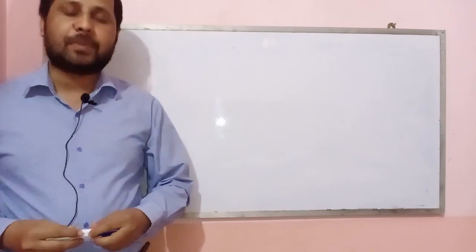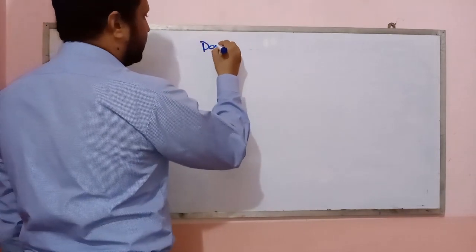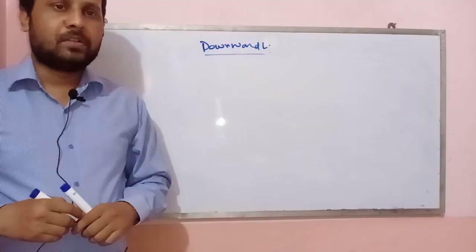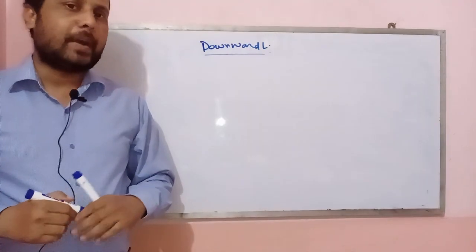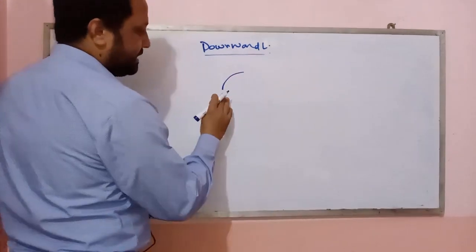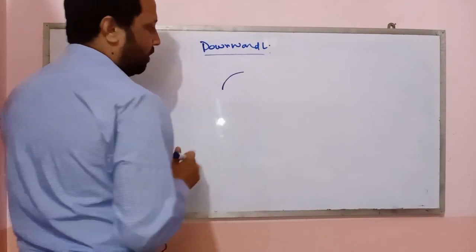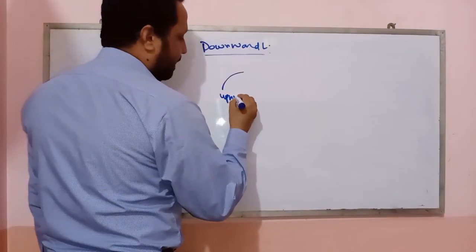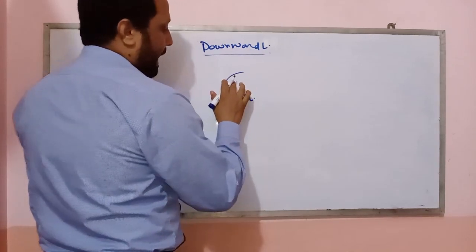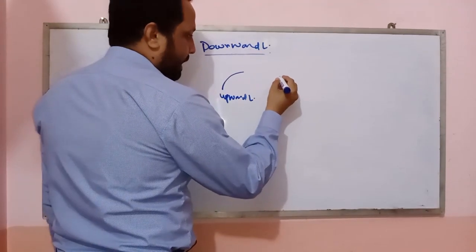Yes, our topic today is the downward L. Till now we have been using the upward L, which looks like this. In the upward L, this is the head of the stroke and that is the tail. It is called the upward L. Now the downward L has the same symmetry, but it is drawn like this.